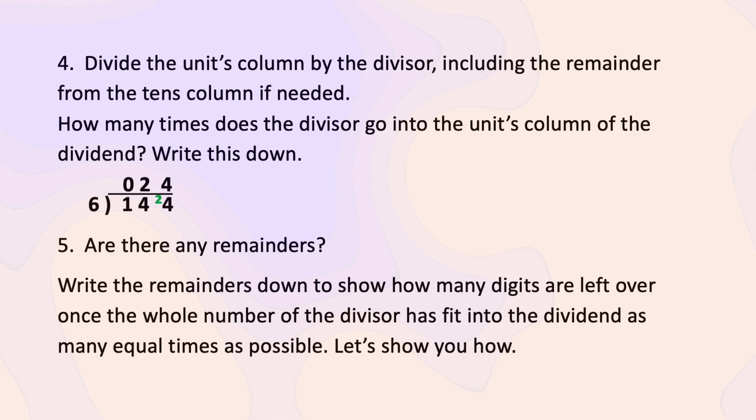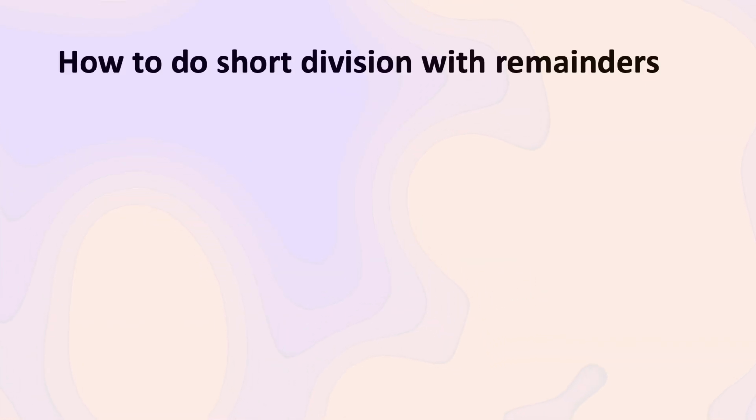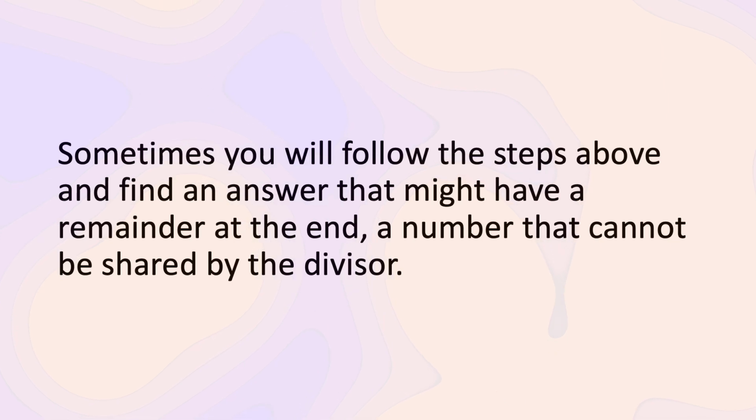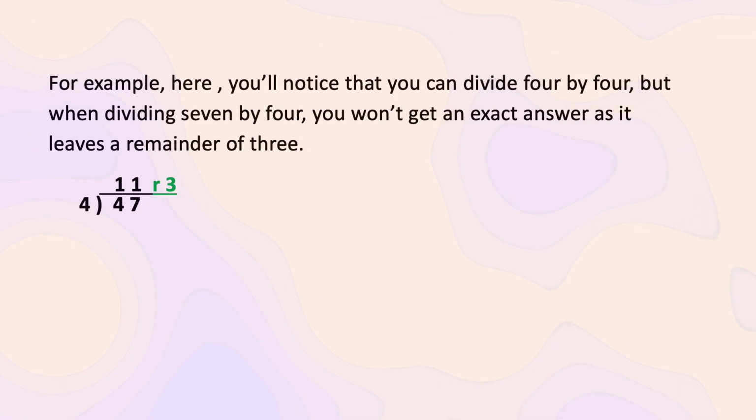Let's show you how. How to do short division with remainders. Sometimes you will follow the steps above and find an answer that might have a remainder at the end, a number that cannot be shared by the divisor equally. For example, here you'll notice that you can divide 4 by 4, but when dividing 7 by 4, you won't get an exact answer as it leaves a remainder of 3.